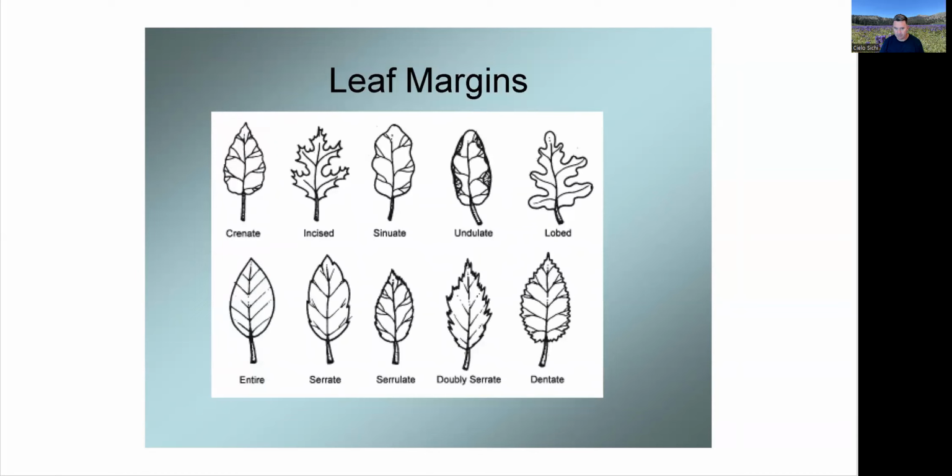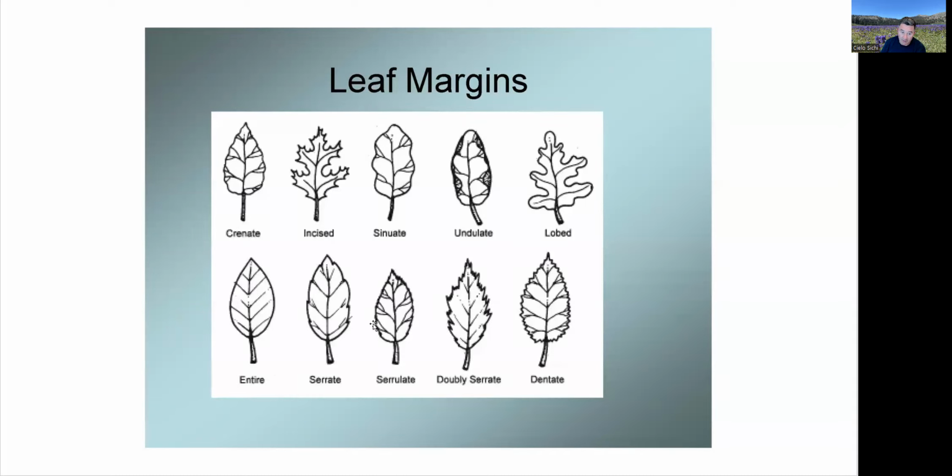Leaf margins: lobed, undulate leaves, sinuate leaves. Okay, there's a sinuous curve to it. Incised leaves. Okay, difference between incised leaves and lobed leaves. This is a lobe, okay, but it's incised, so these are all at points. Crenate, serrate, one we see all the time. So little saw teeth on it, but greatly stretched out.